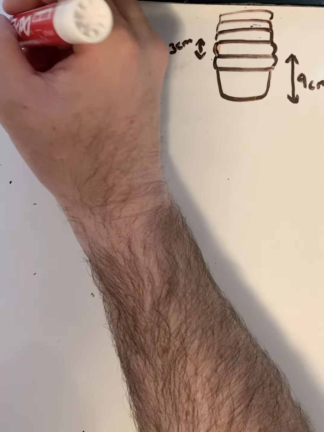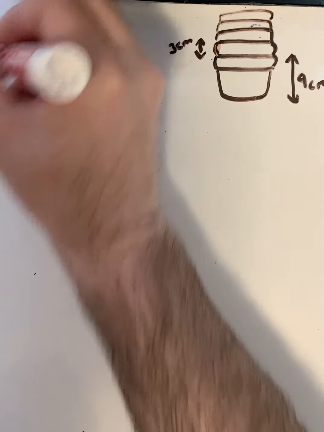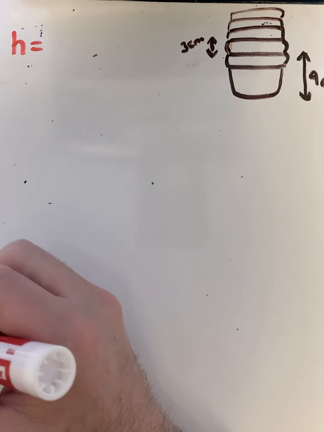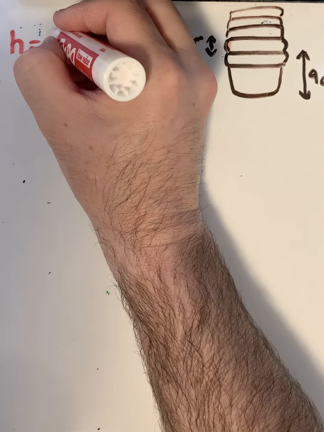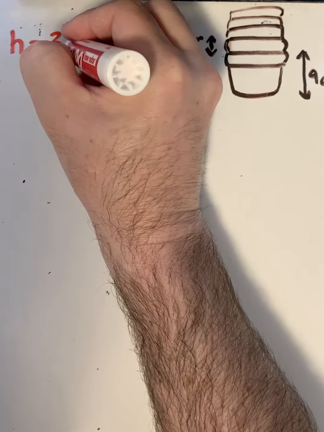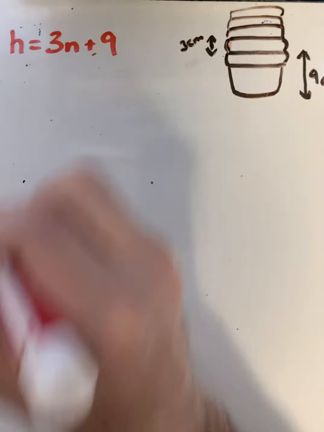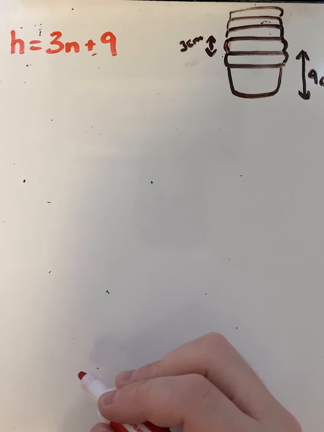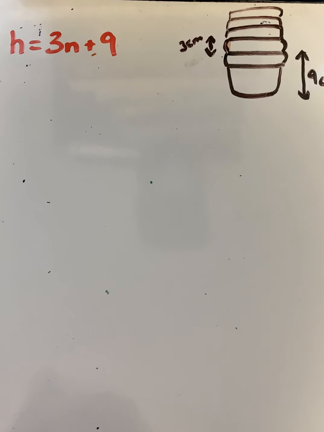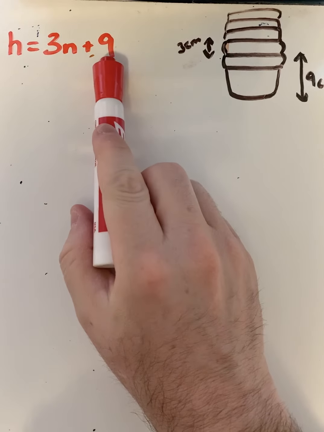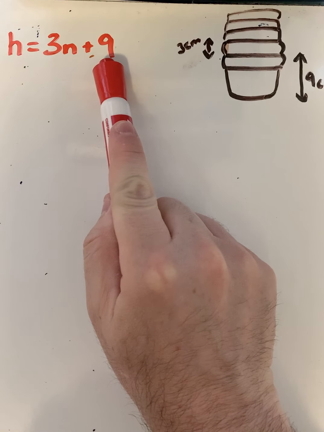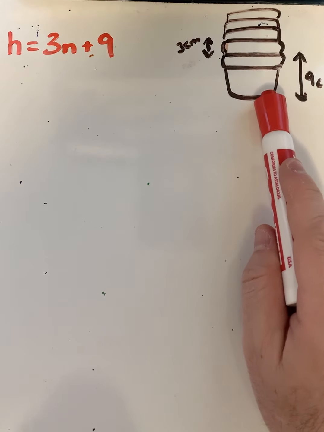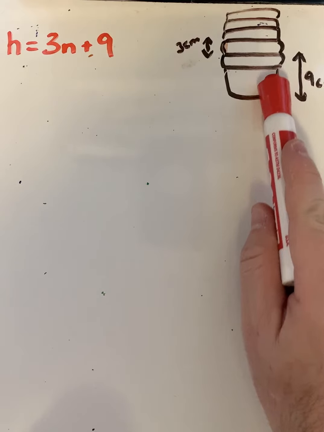rule. So let's say that the pattern rule for this was height equals, can you see that? There we go. Height equals 3n plus 9. Okay? So the first question is, why the plus 9? Why is that the constant? Well, it's the constant because that pot is always going to be there.